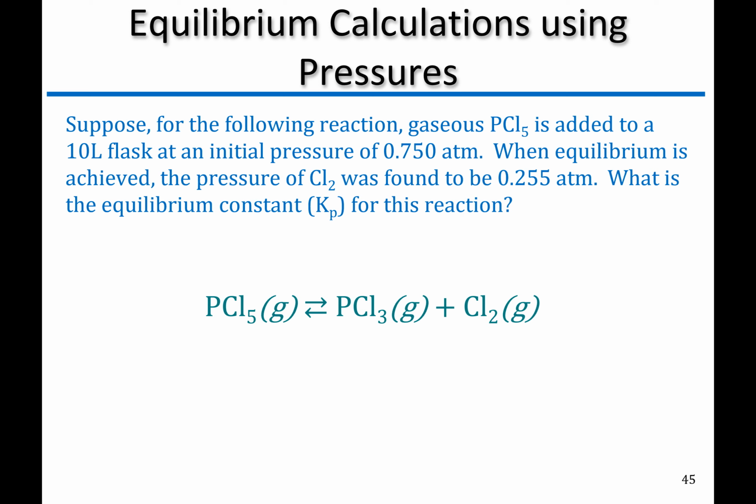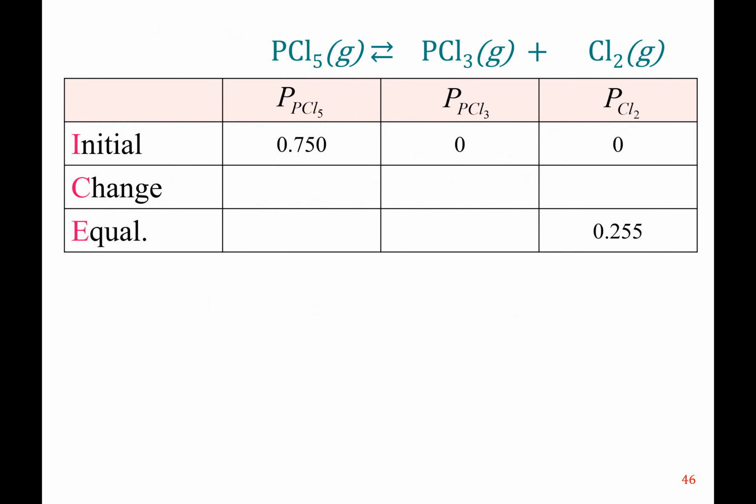So how can I solve this? Again, it's a very similar problem in that we're given a few initial concentrations, we're given an equilibrium concentration, and we're asked to calculate the equilibrium constant. So we'll set up an ice table just like before. The main difference now is that we're talking about pressure instead of concentration. But everything else stays the same. Okay, so we know that for both of our products, we start out with nothing, so just 0.